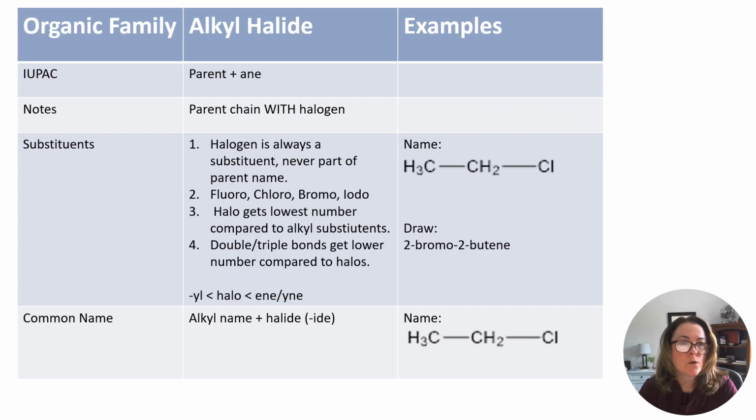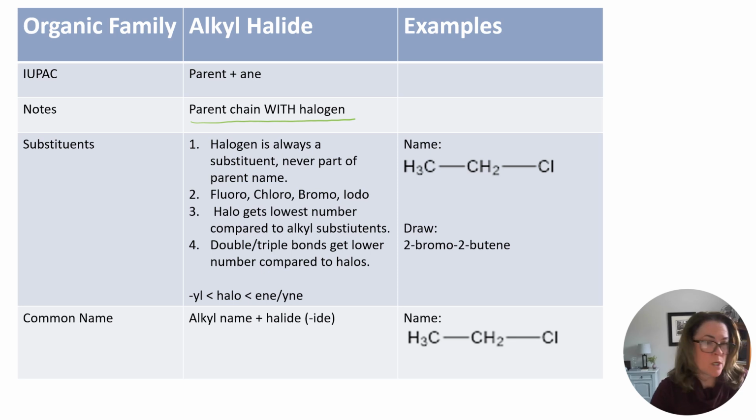Okay, so the rules for naming our alkyl halides, following the IUPAC system of naming, it will be the parent. So if we're dealing with an alkane, it will be the parent followed by -ane, depending on whether it's an alkane, alkene, or alkyne. Very important to note that the parent chain has to have the halogen. So as you're going through and counting and trying to figure out where this falls, make sure that halogen is in the parent chain.